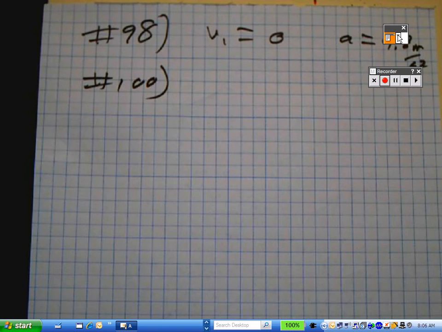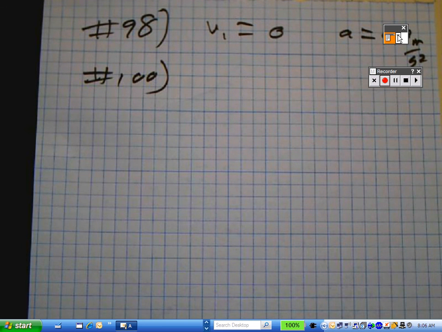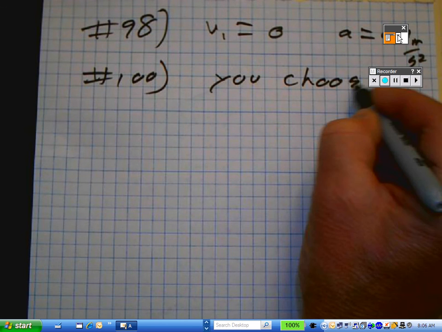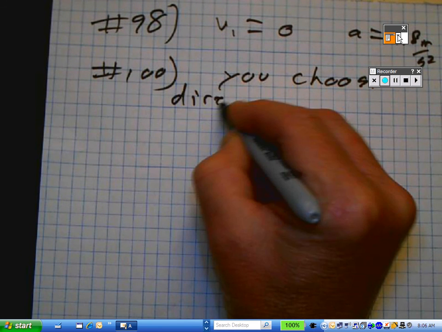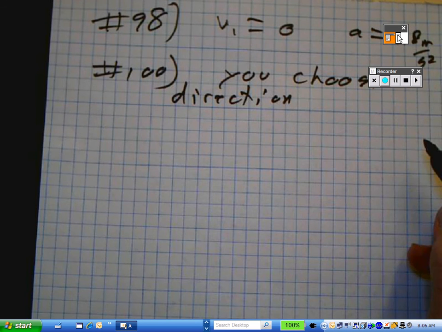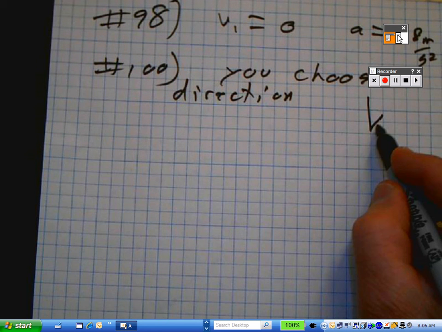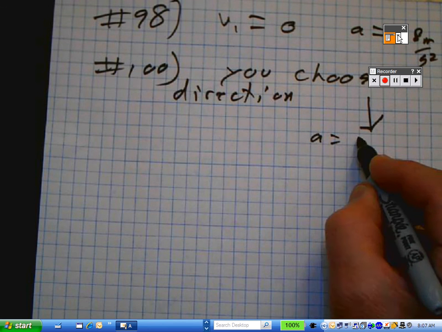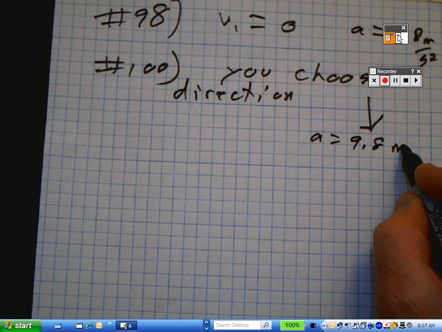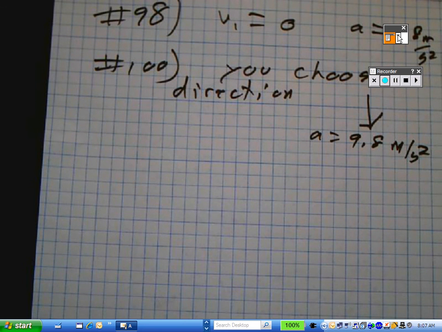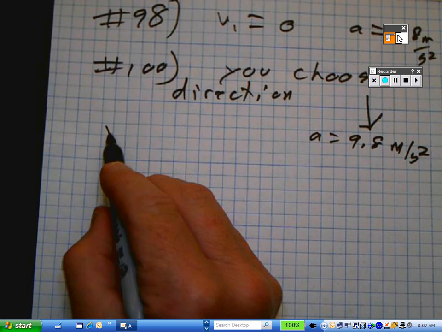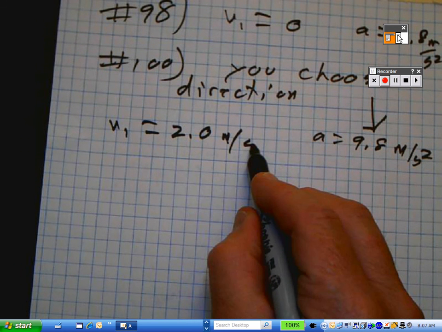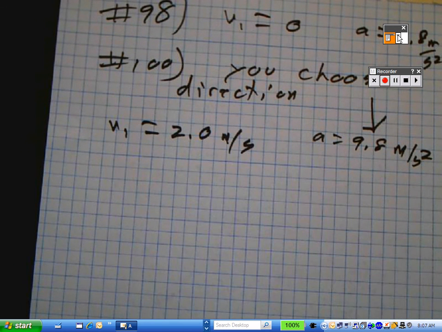The important thing to remember in every one of these problems is you get to decide. You choose direction. So if I ever drop something downward, if downward is the direction, the only direction it's going, then I call the acceleration of gravity 9.8 meters per second squared. But if you toss it downward, instead of starting at 0, the V1 is 2.0 meters per second in that circumstance. That should help you there.